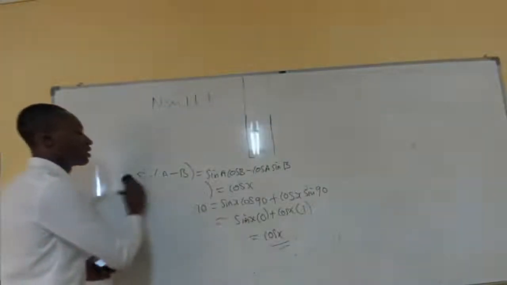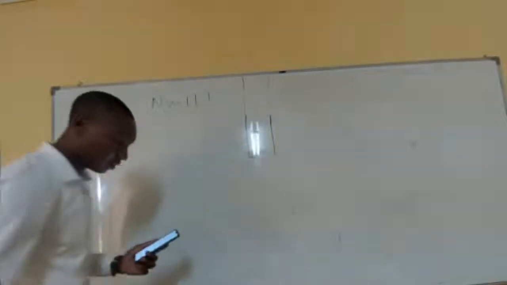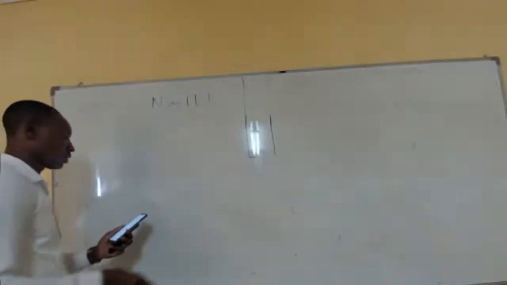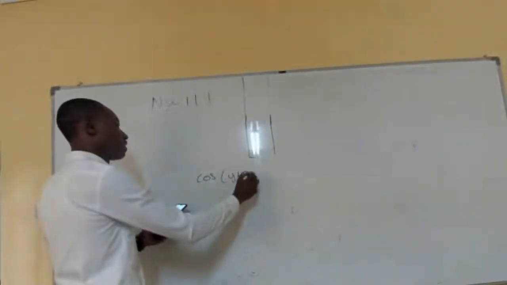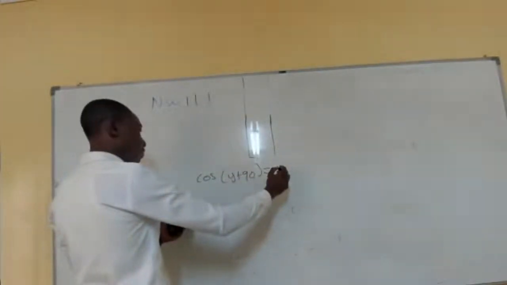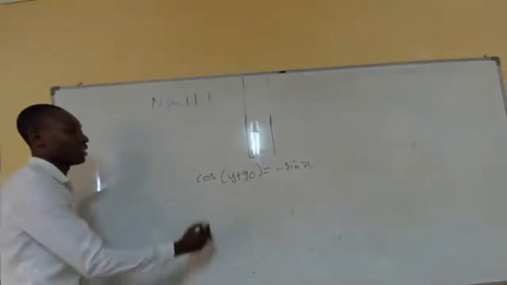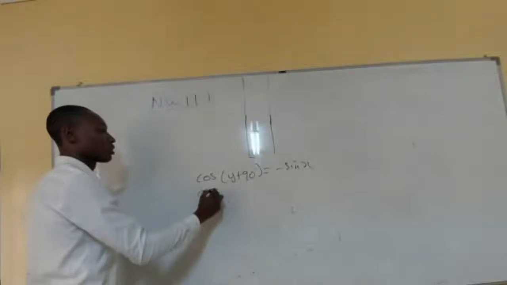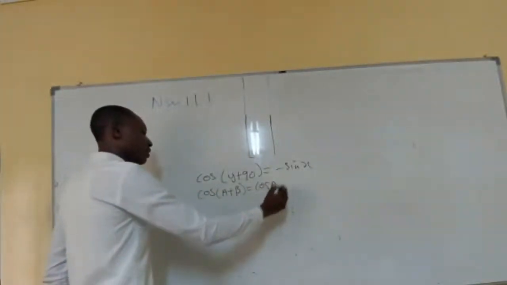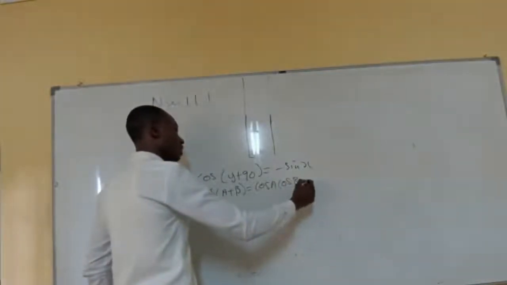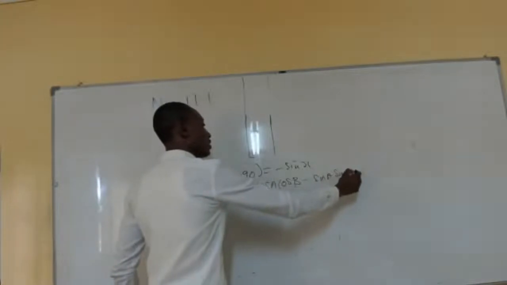All right, so just a simple one. Then we mark the end of the tutorial. Prove that cos of y plus 90 degrees is actually equal to negative sine y. Now we know that the identity for cos of a plus b is actually equal to cos a cos b, since it's plus, it's minus sine a sine b.